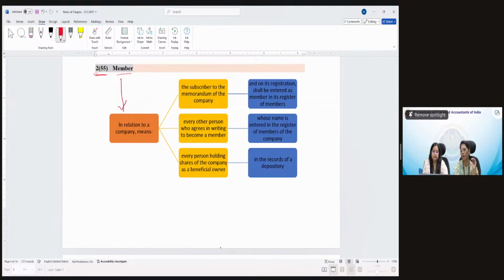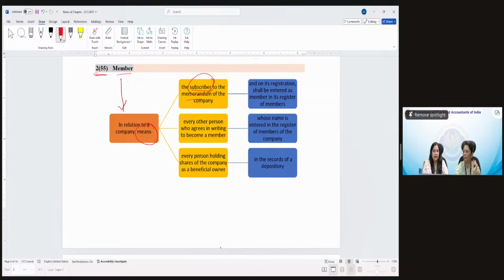Always read the words. Every word has its sense and connectivity. So it means member in relation to a company means... Again, the meaning is limited. Limited things will be covered under this definition. This says the subscriber to the memorandum. At the time of the incorporation, when you lay down the memorandum, which is the charter of the company, there are the subscribers who are involved in the incorporation. At the time when the company is formed, they purchase certain shares. So they are known as the subscribers.